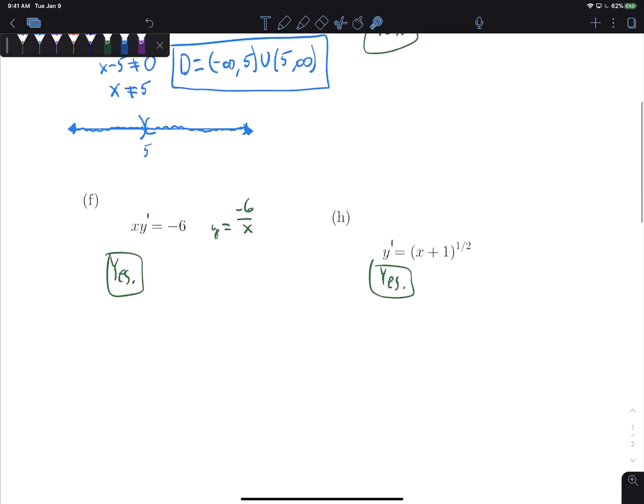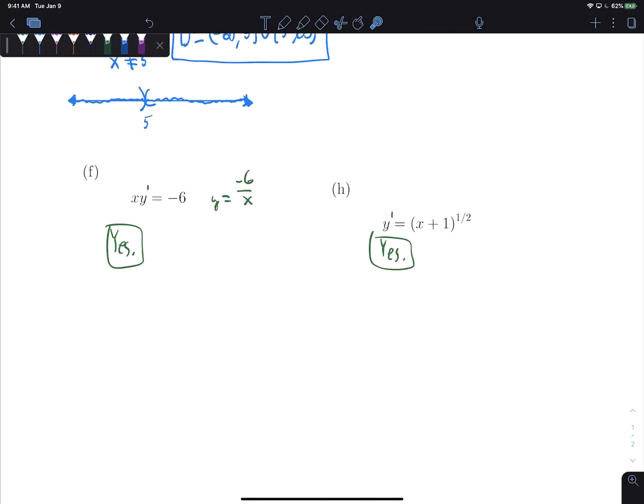Excellent. Now let's look at letter F. It's best to look at it in this form with the y by itself. So we have y equals -6 divided by x. To find this domain, we need to look at the denominator because, again, this is a rational expression. That denominator is an x, and we say that x cannot equal 0. It's already solved. We're done with this already.